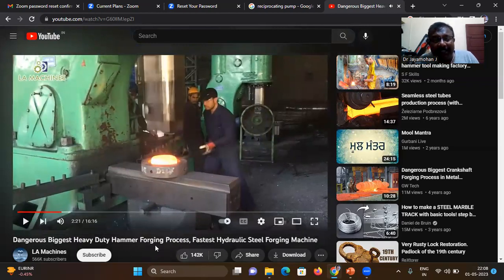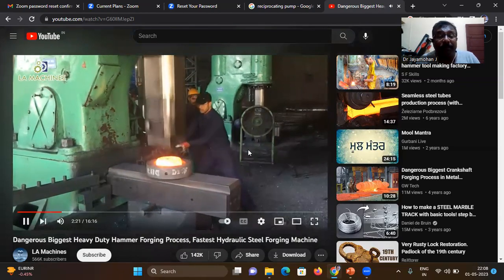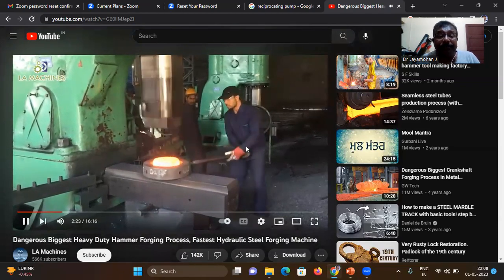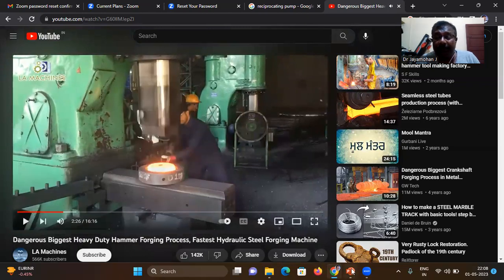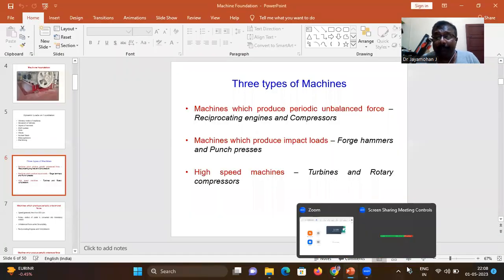So below is the machine. Here we have the machine, and below we have the foundation, which is subjected to continuous impact loads. Okay, we'll go back to PPT.